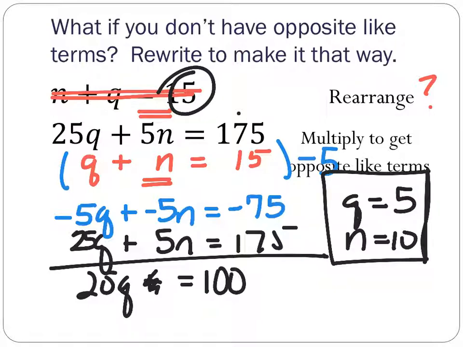So key stuff is, if they're stacked, make sure that they're stacked by like terms, and then if you need to, multiply to get opposite like terms. Page 13 in your packet is the packet page that you would work on to practice these. And there we go.